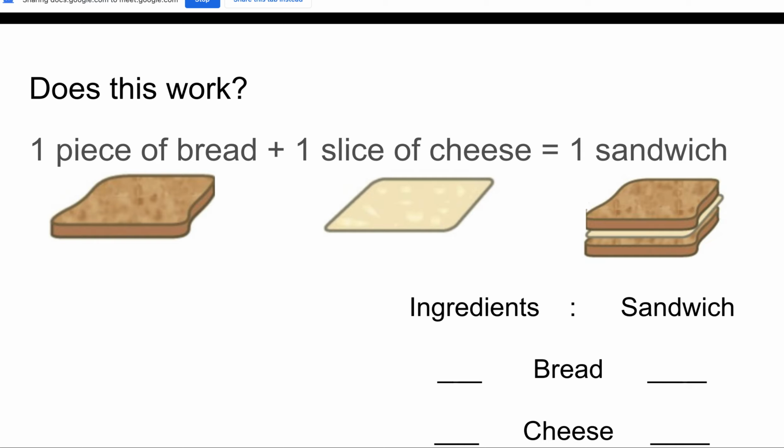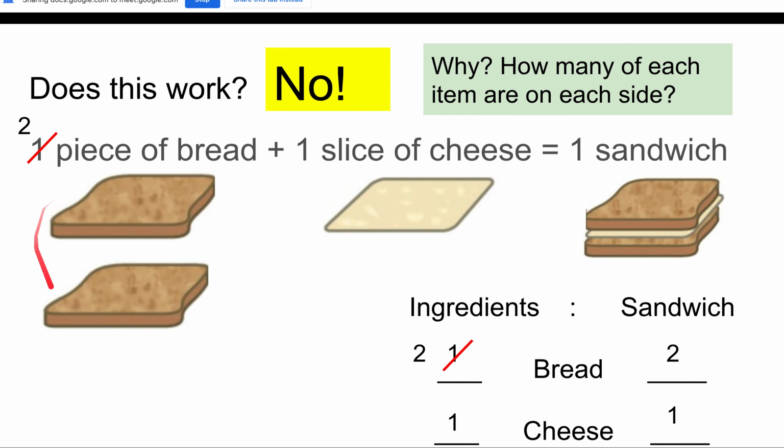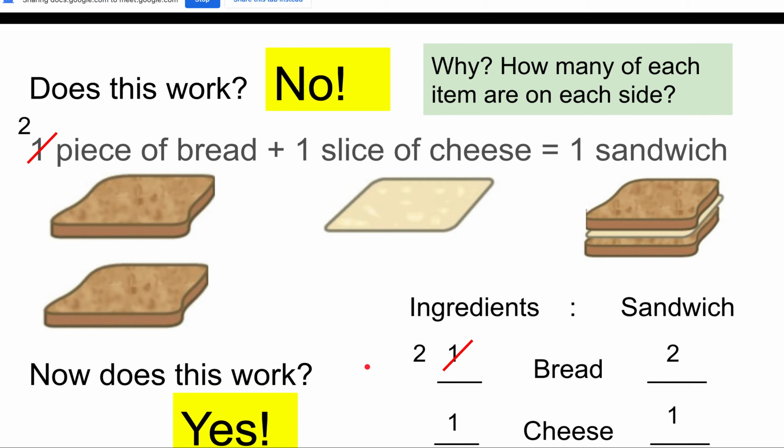Okay, so for example, here if we had 1 piece of bread and 1 slice of cheese, would that equal 1 sandwich? No. If we actually count out how much ingredients we have within the ingredient side and then within the sandwich side, we would get these numbers. So for the ingredient side, we have 1 piece of bread and 1 piece of cheese. For the sandwich side, we have 2 pieces of bread and 2 cheese. So if we cross off this 1 here and make that a 2, add an extra slice of bread and update this ingredient list here, does that work? Yeah, that works.